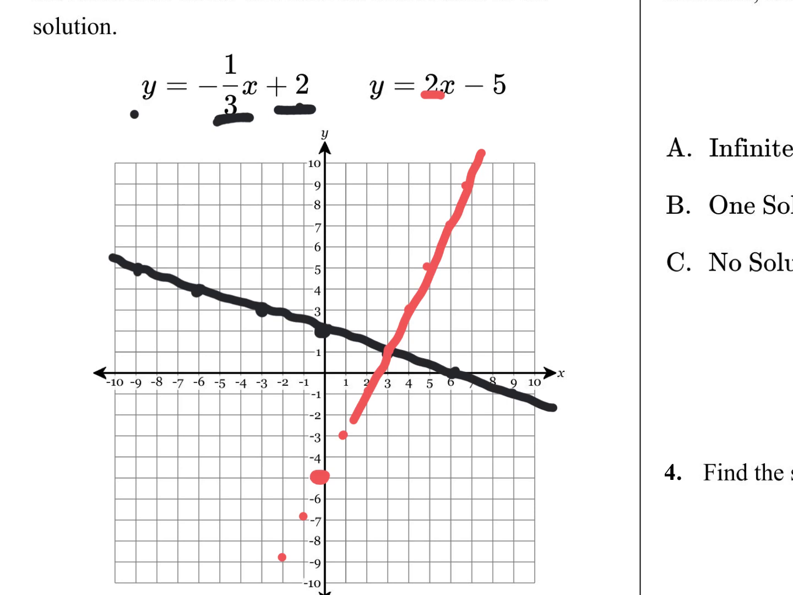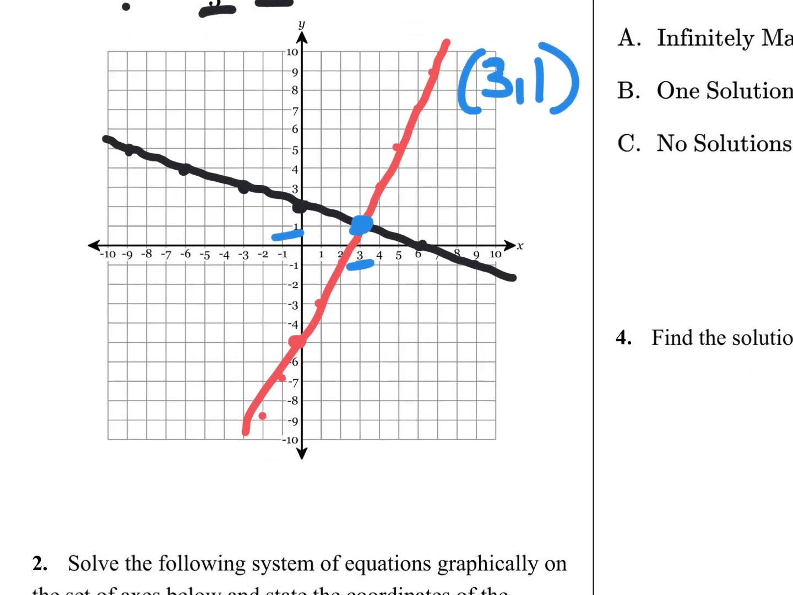Okay. And we'll see that our 2 lines intersect where x is 3 and y is 1. So the solution for this is (3, 1). All right, number 2.